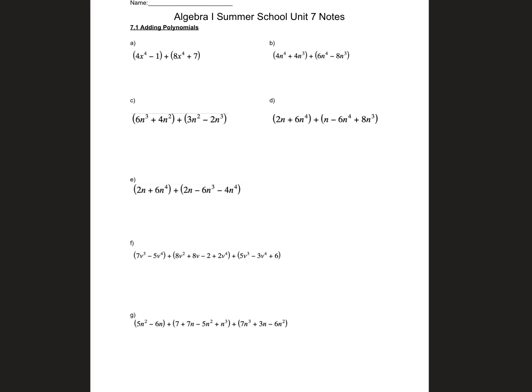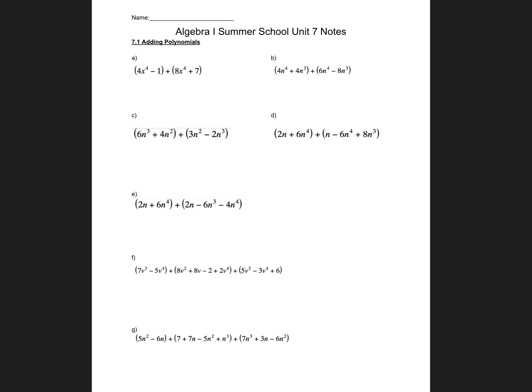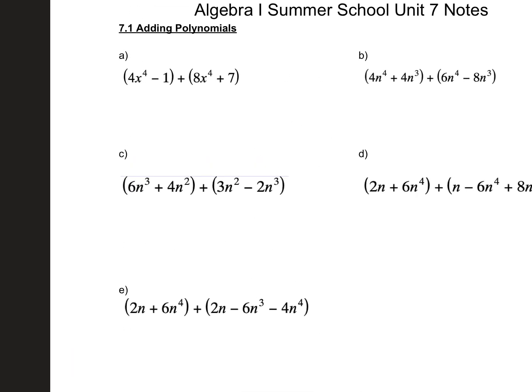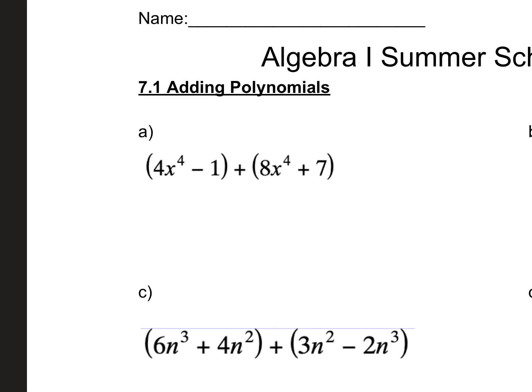All right, section 7.1. We are beginning chapter 7 now. In this first section, we're going to talk about adding polynomials. So remember, a polynomial is just a math expression that contains variables, constants, or exponents, and different operations happening between those things. Now, for adding polynomials, what we really want to focus on are like terms.